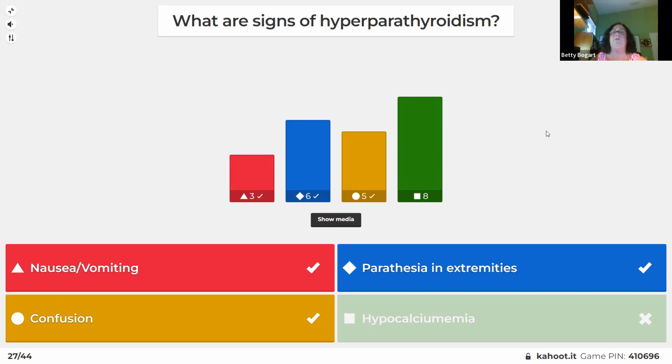So what do you see when there's too much of this, hyperparathyroidism? Well, you don't have calcium in there, or minimal. So that paresthesia, confusion, nausea, vomiting, all signs of it.